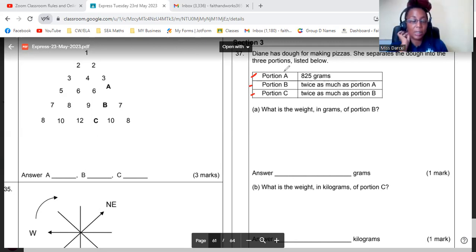All right, so let's look for the keyword clues here. So we have twice as. Twice is a keyword clue. It means 2 times, right? So let's tackle this section, please. So if portion A is 825 grams, then portion B is 2 times A. 2 times A is 2 times 825 grams. All right, now we can't use a calculator, so we're gonna have to do it the long way.